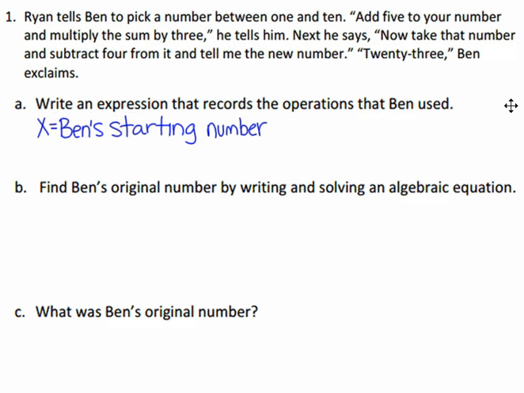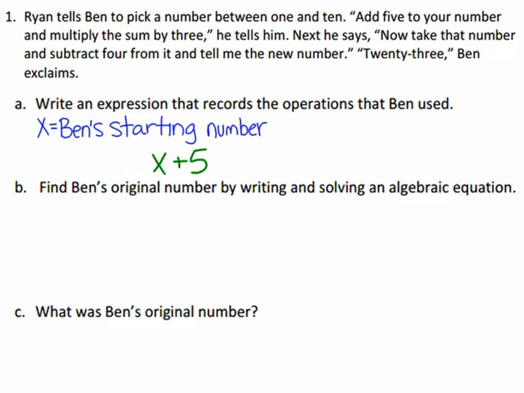It's always a good idea to define your variables. That just means that you state what variable you're using and what it represents. Okay, with this variable, we are going to start with that number. We're going to add 5, so that would be X plus 5.